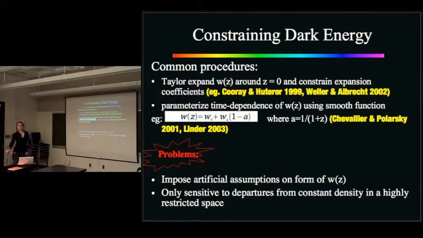The problem with this is that by doing that, you're imposing artificial assumptions about the parametric form of W. And this is especially difficult because most of the smoothly varying functions are not based in a sound physical theory. And secondly, they're only sensitive to departures from constant density in a very limited space. So you might have a wildly varying equation of state, one that varies quite wildly with time. But the problem is if your parameterization is not sensitive to that particular departure, you won't pick it up, and you'll get a constant equation of state back.